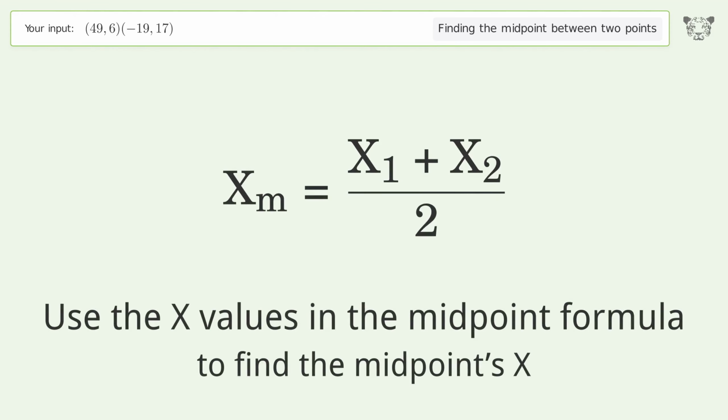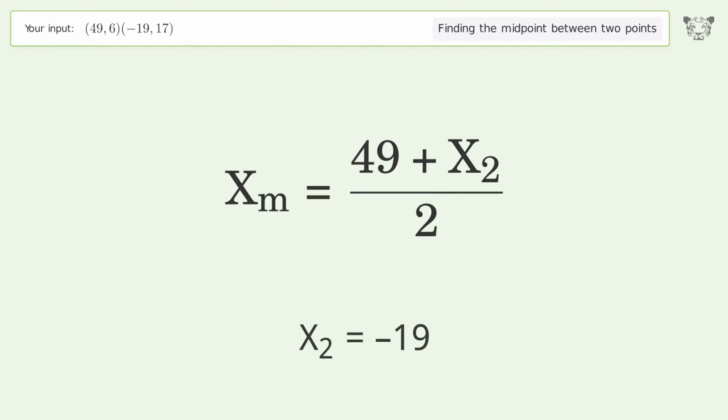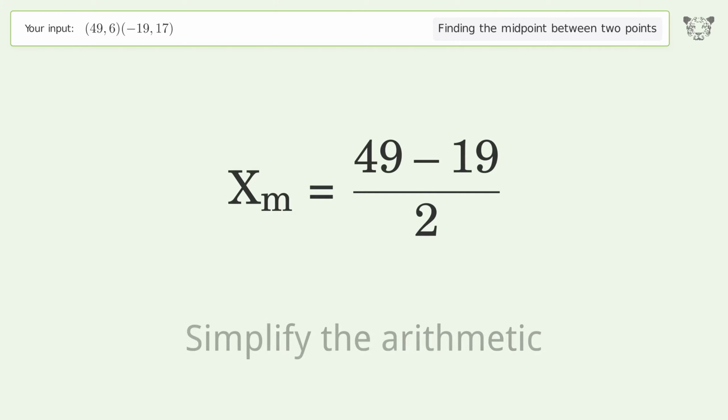Use the x values in the midpoint formula to find the midpoint's x. x1 equals 49. x2 equals negative 19. Simplify the arithmetic.